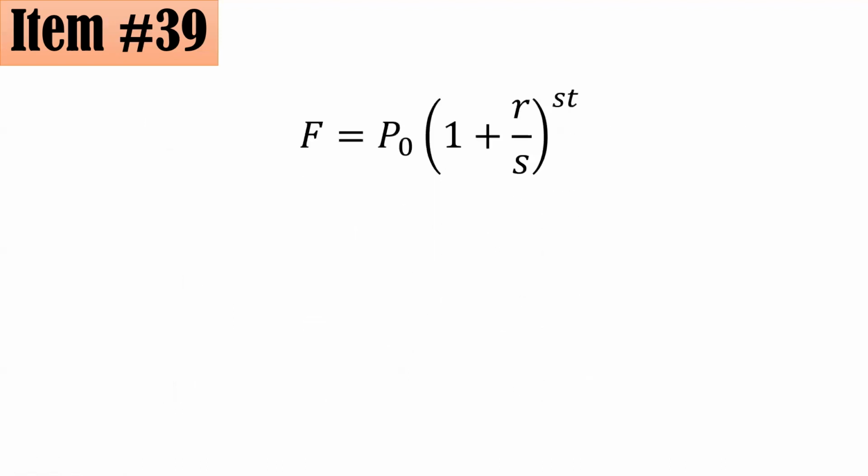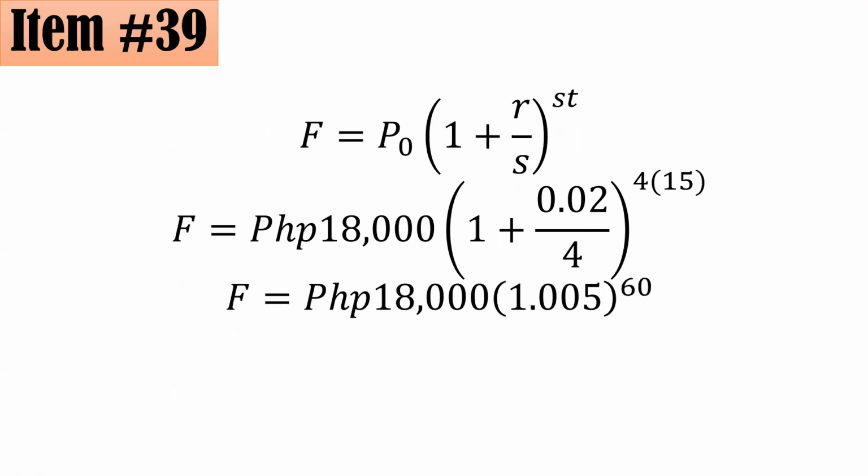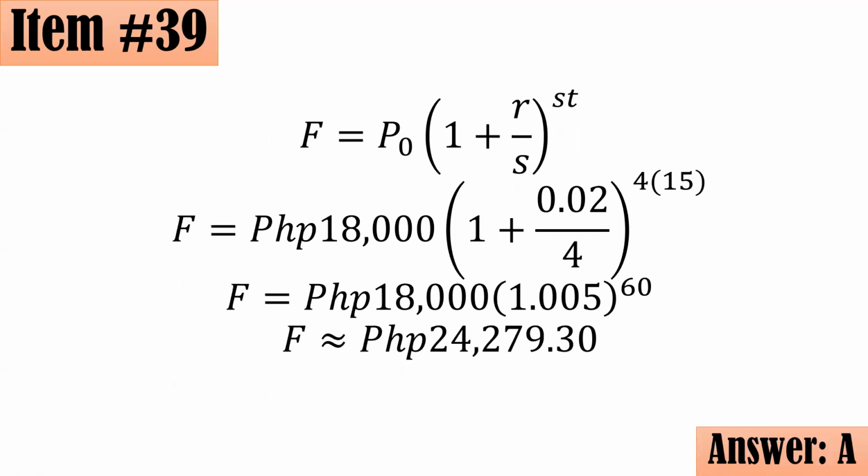And with such, by substitution to this formula, ito po yung kalalabasan niya. 18,000 times the quantity 1 plus 0.02 all over 4 raised to 4 times 15, which simplifies to 18,000 times 1.005 raised to 60, and that gives us approximately 24,279 pesos and 30 centavos. Letter A. Wow. Very good. Marami pong nakakuha ng tamang sagot. I hope.